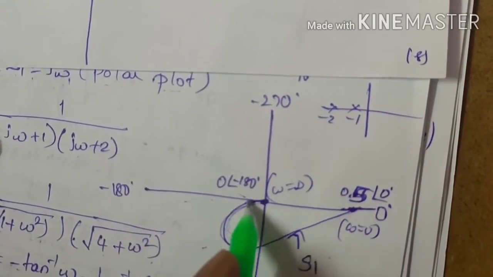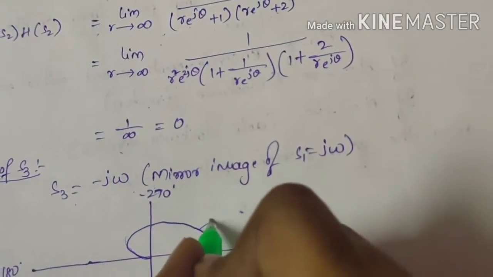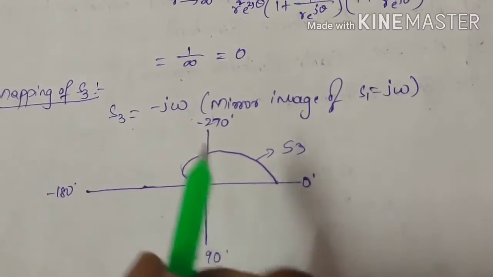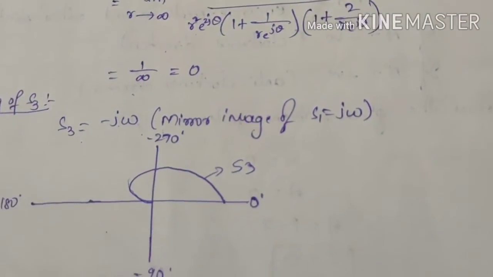So this is our real axis. The mirror image will be in this shape. So this is our S3 part, the mirror image of S1, so directly you can draw it. Otherwise, if you have any doubt, just substitute S3 equal to minus jω and find out the magnitude and phase. You will get the same angles and the same magnitude.